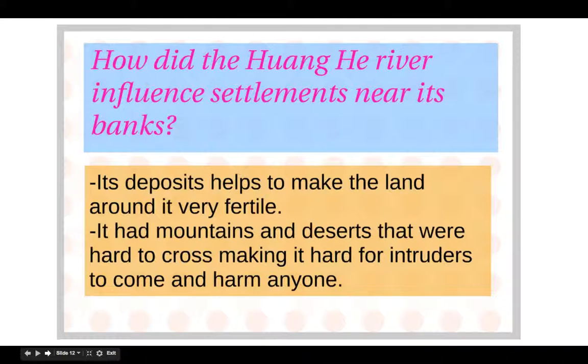It has mountains and deserts that were hard to cross, making it hard for intruders. So again, because of where it comes from, it's ultimately a safe place to live. So that's going to be something to think about, again, because it comes from the mountains and the deserts surround it. That makes this area really desirable for people to live.